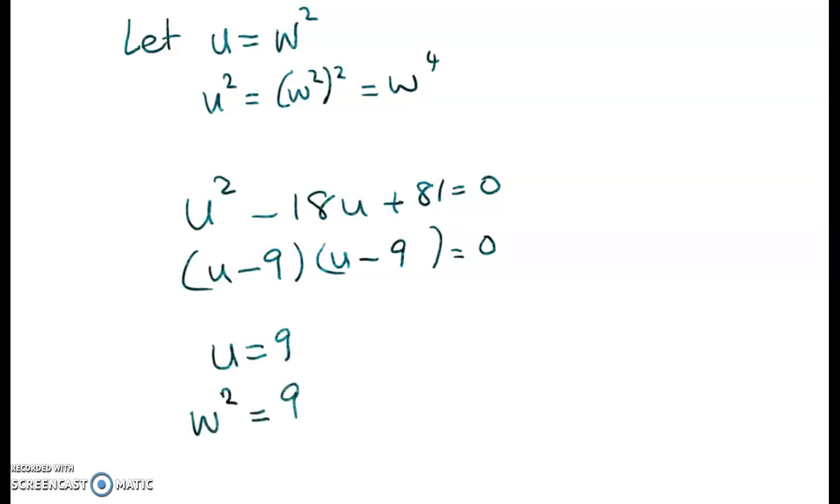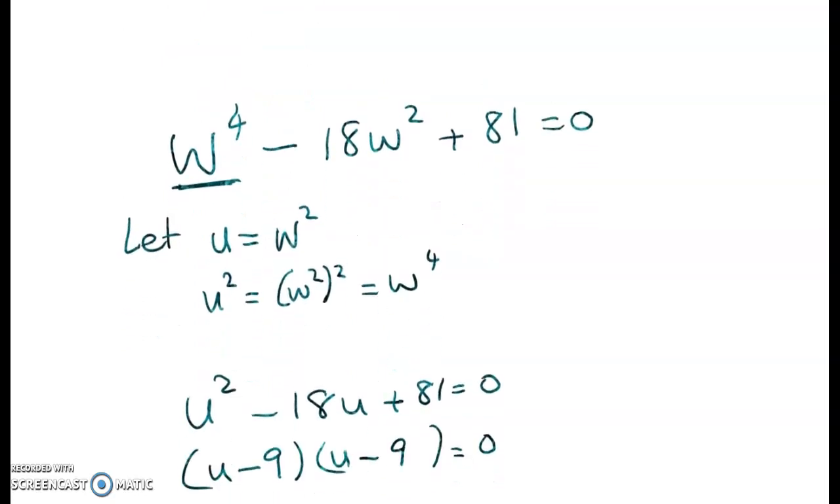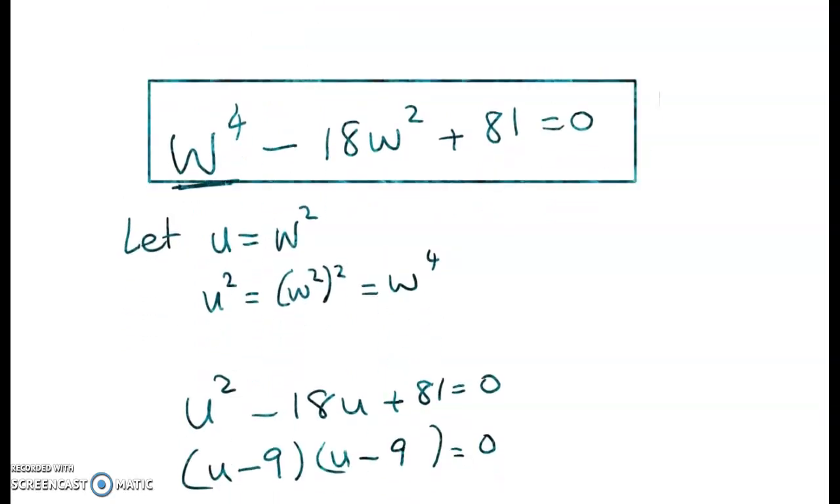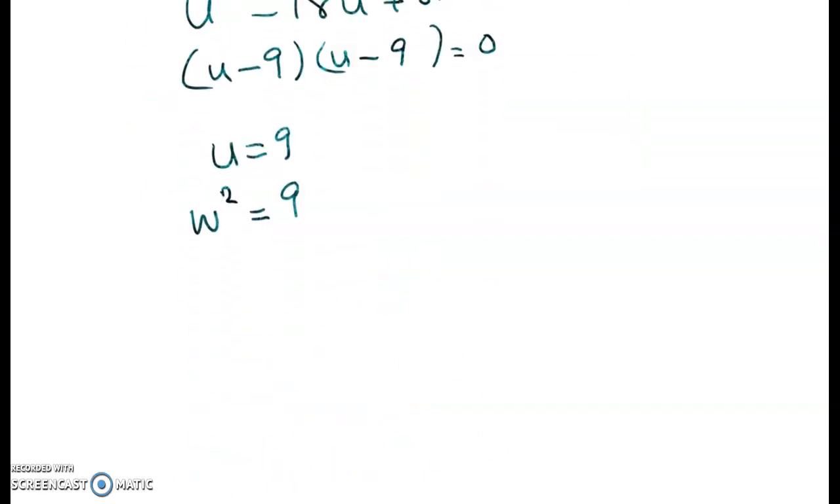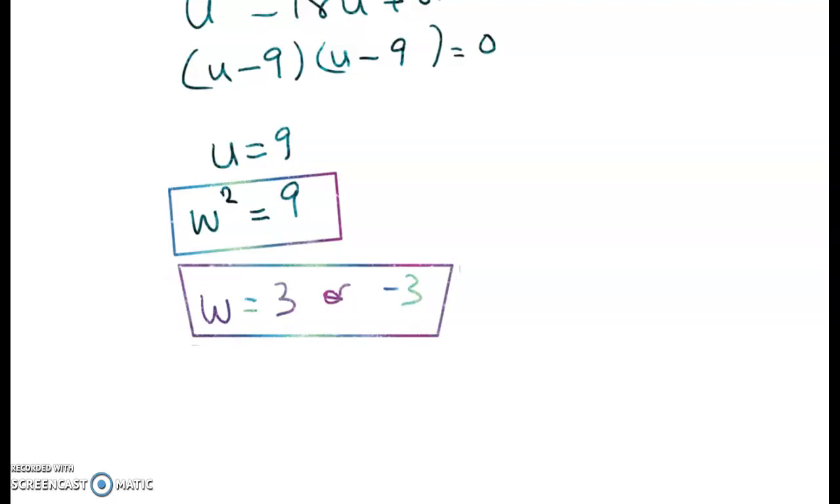Our answer has to be back in terms of w, right? Up here, we are saying, give me the values of w that make that true, not just the values of u. So what can w be? Well, w can be 3, or it can be negative 3. Remember, there are two solutions to w squared equals 9. So that's that question done.